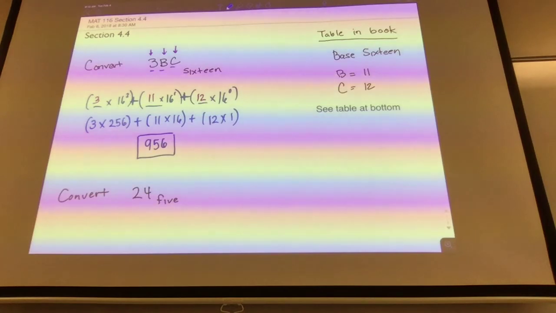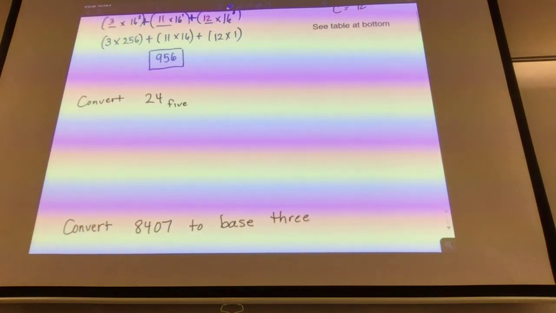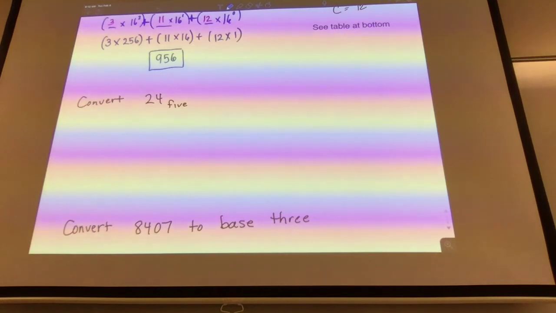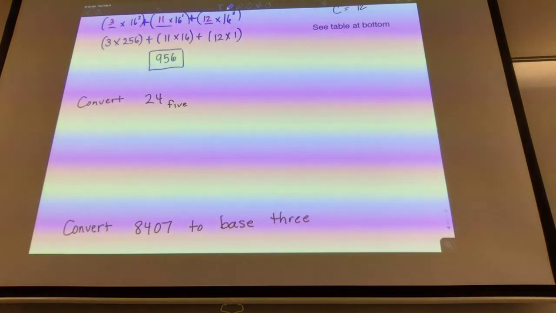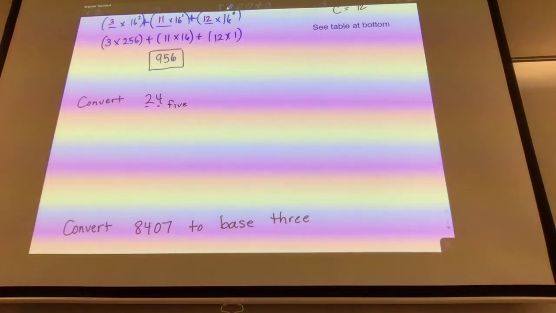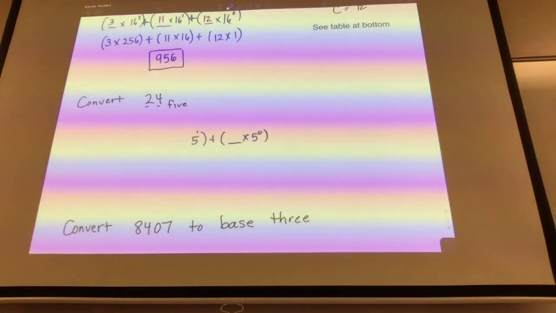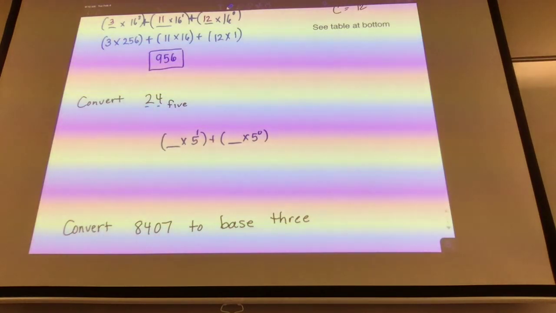Okay, we're going to do another one. It says convert 24 base 5 to a value. Here's what you do. Just like before, I have 2 terms and my base is 5. I like to start from the back side, and I do 5 to the 0 times some value, plus what's my next one? 5 to the 1, some value times that. And I do that how many times? 2, because I have 2 terms that I'm working with.